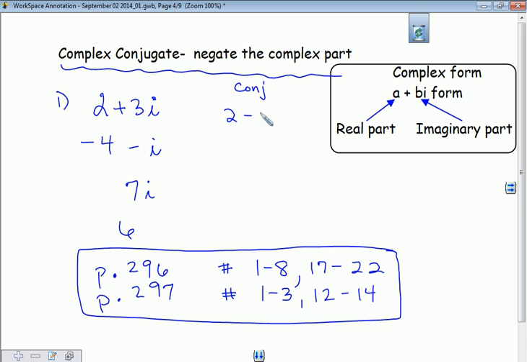2 minus 3i. If you were given the complex number negative 4 minus i, the conjugate would be negative 4 plus i. All you're doing is negating the imaginary part. So the real part stays the same. The imaginary part switches to the opposite.